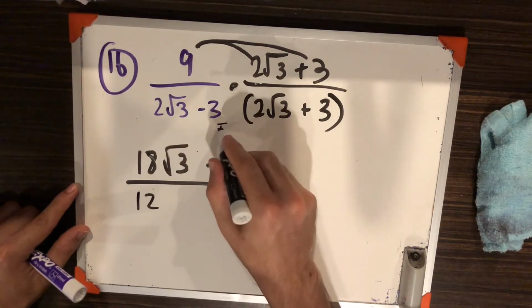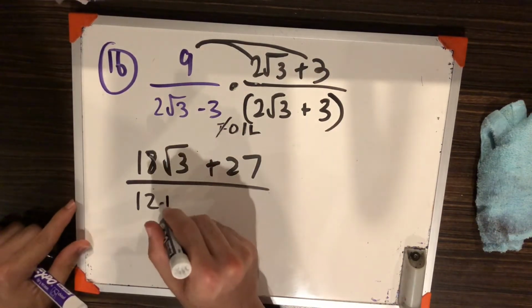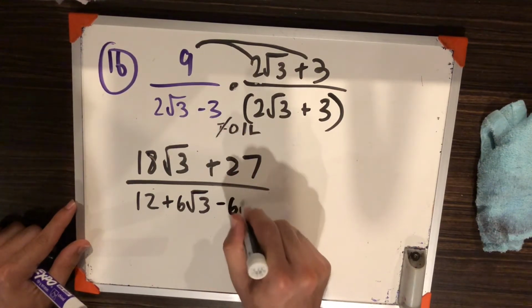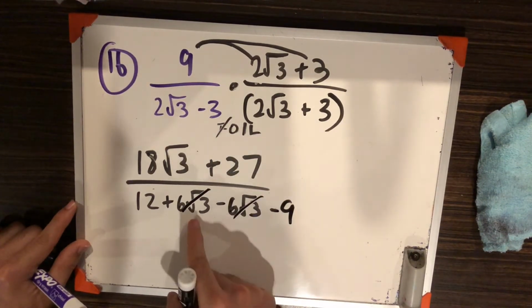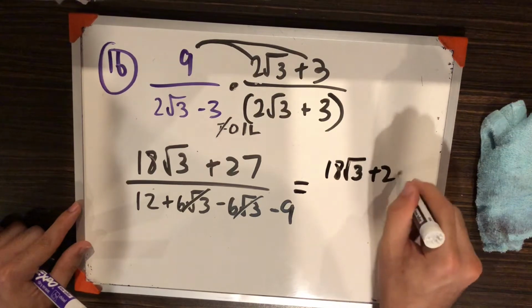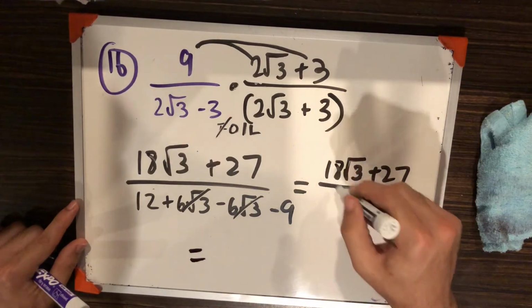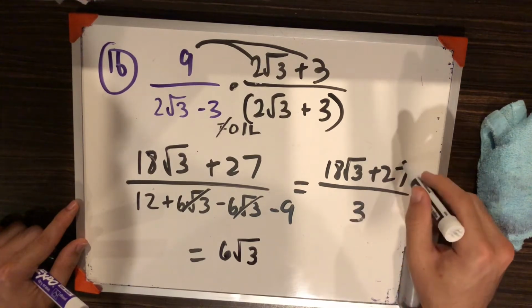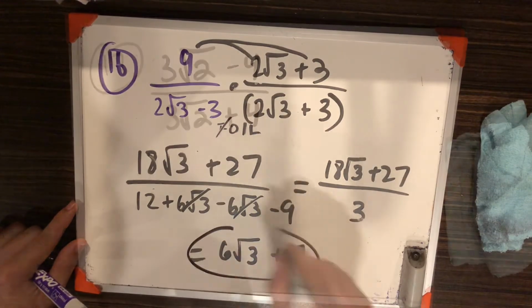Outside, again, I'm doing FOIL here. So we just did F. Outside would be this times this. That would be plus 6 square root of 3. Inside, again, the exact same thing, except it's minus now. And last, that would be minus 9. Let's clean this up. Well, we can cancel this and this out because they cancel each other out. Now I have 18 square root of 3 plus 27 divided by 12 minus 9, which is 3. I can keep going, right? 18 divided by 3, they will end up simplifying. 27 divided by 3, they also simplify into just 9. Okay, so this would be your final answer.